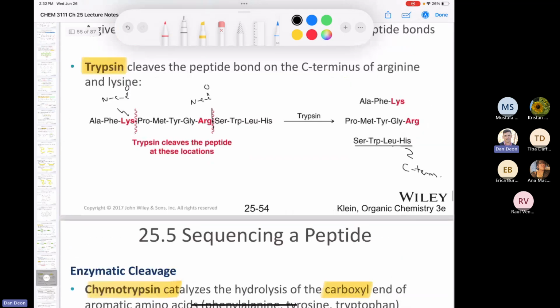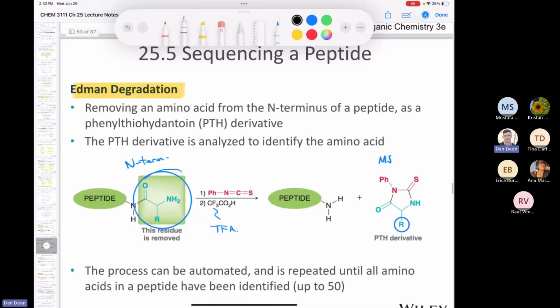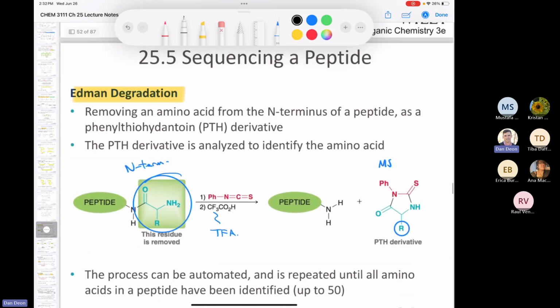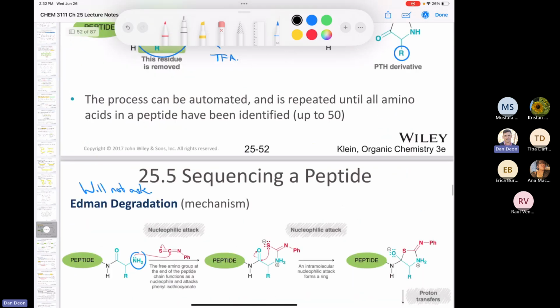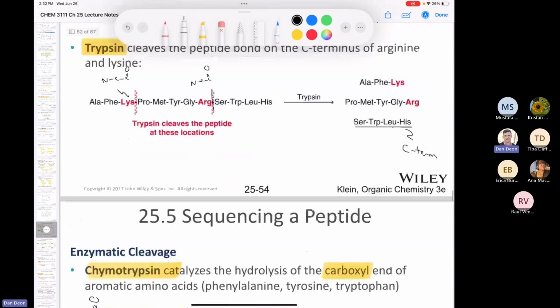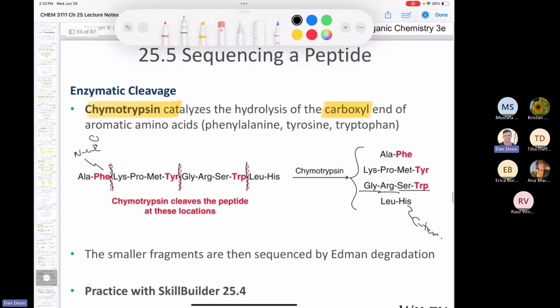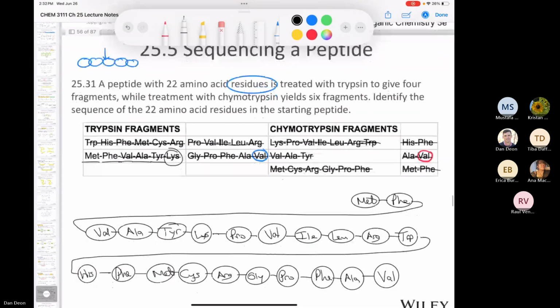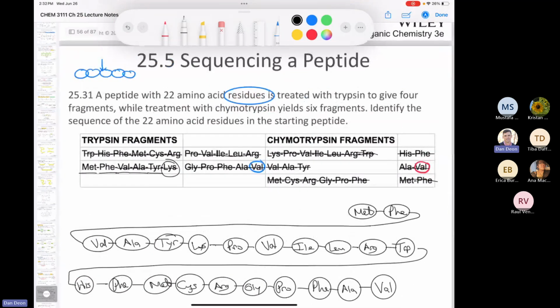So again, just to review, we learned two ways to do it. One way is the Edman degradation, where you make the phenylthiohydantoin derivative. The only problem with Edman degradation is that it only works for small peptides, so fewer than 50 amino acids. Once you get into big ones, you're going to want to use enzymatic cleavage and then analyze the smaller pieces. And then you can sequence it. You can go backwards like I did here and put the whole thing together.